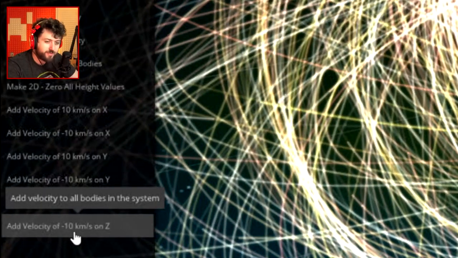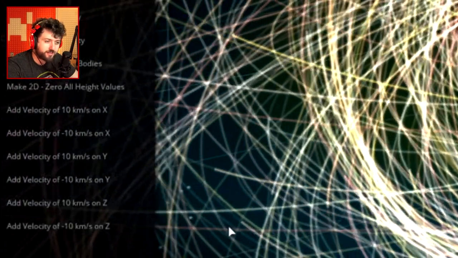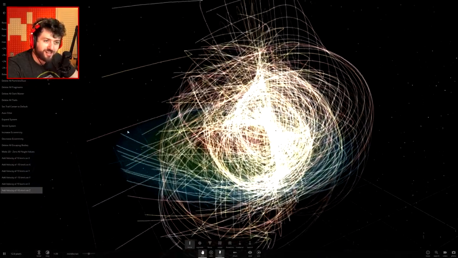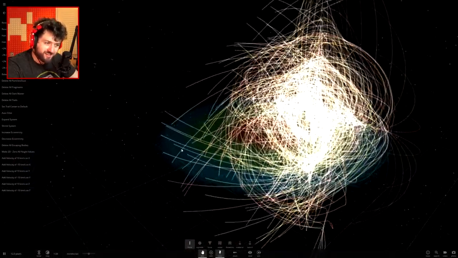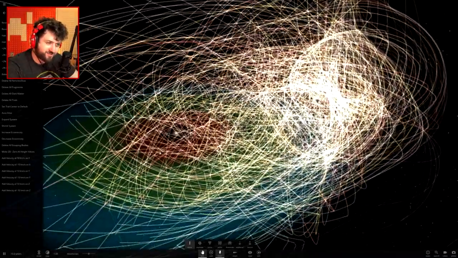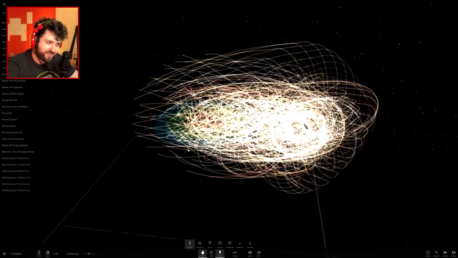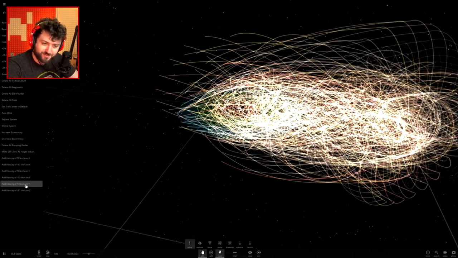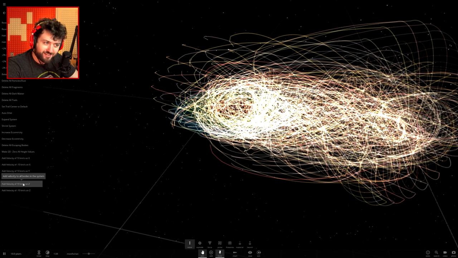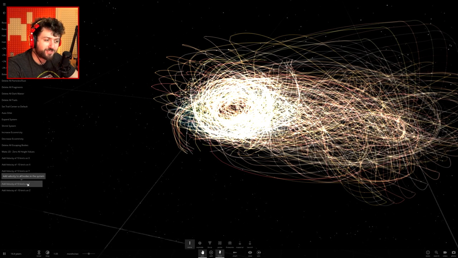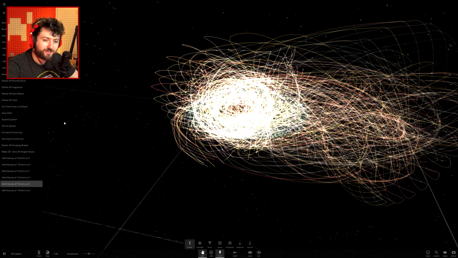Add velocity of minus 10 kilometers per second on the Z-axis. So only in the Z-axis. Oh, and we lost the sun as well. What the heck kind of feature is that? Well, what if we add 10%? Okay. We were adding 10 kilometers per second, so that actually probably had a significant effect.